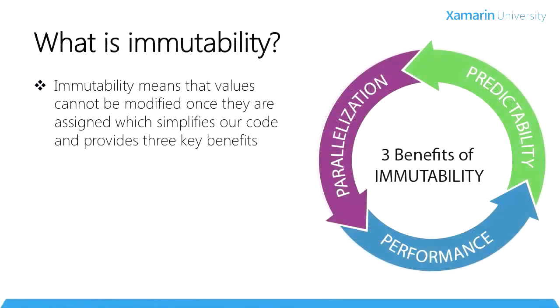The solution to these issues we've just posed is immutability. Immutability by default is one of the key features of F#. It simply means that the values can't be modified once they've been assigned. And this simplifies code immensely and provides three key benefits: parallelization, performance, and predictability. Let's cover these in more detail.